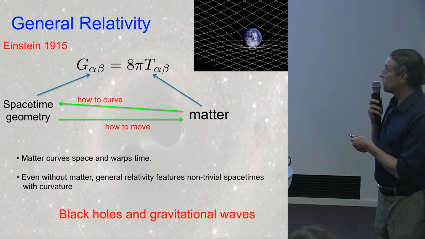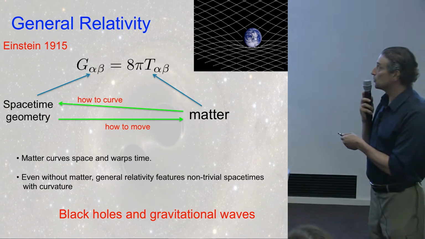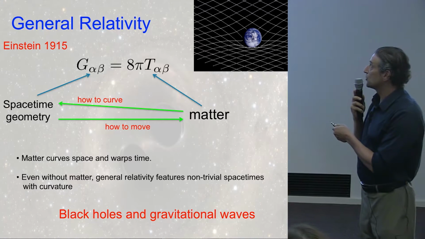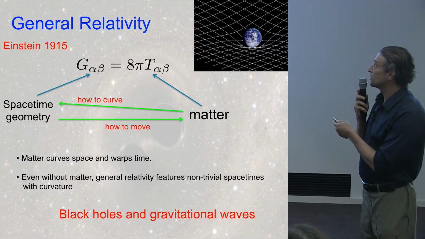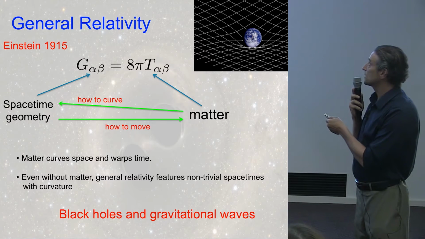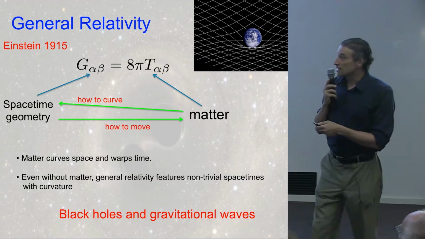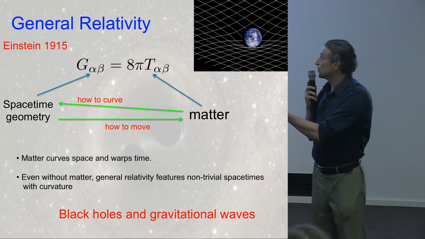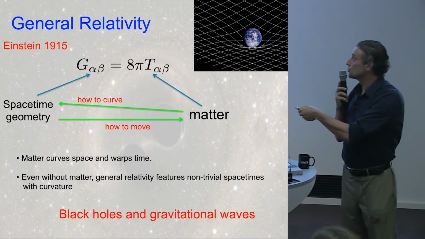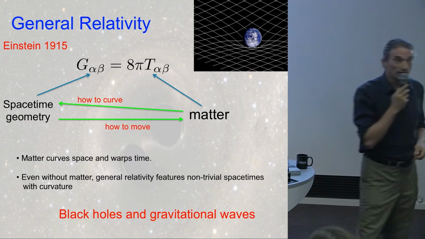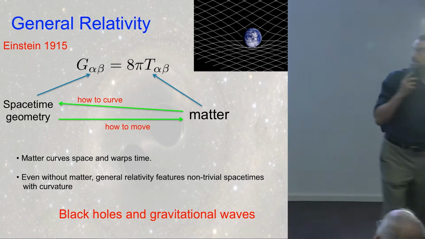And in particular, the matter tells space-time how to curve, as is shown on this cartoon where the Earth is creating deformation of the space-time continuum around itself. And space-time, in turn, tells matter how to move. So these two have a very deep relationship between each other.